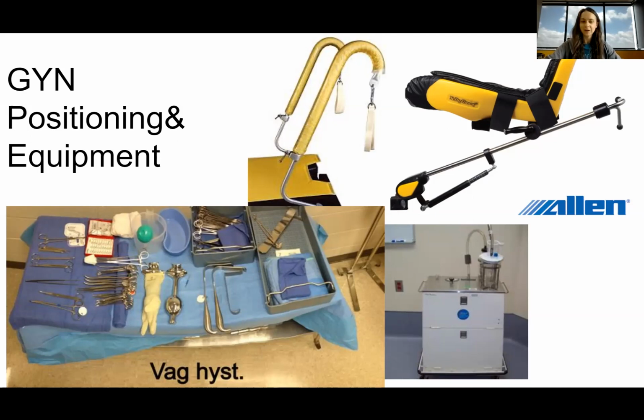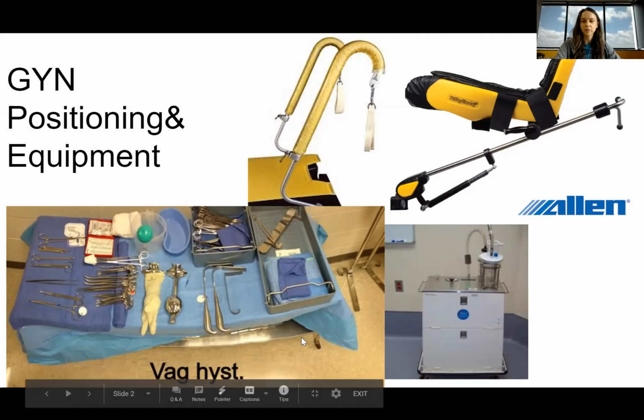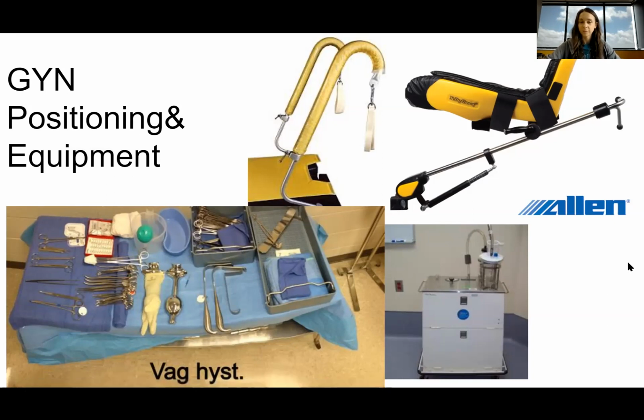Okay, after that, read down to the second paragraph. It talks about what type of way you're going to set up the room. So it talks about using no Mayo stand on some of these cases. That's why I included this picture of a vaginal hysterectomy right here. Everything you need is on the back table, and you would not use a Mayo stand. This is because our patient is going to be up in lithotomy, so up in these stirrups.